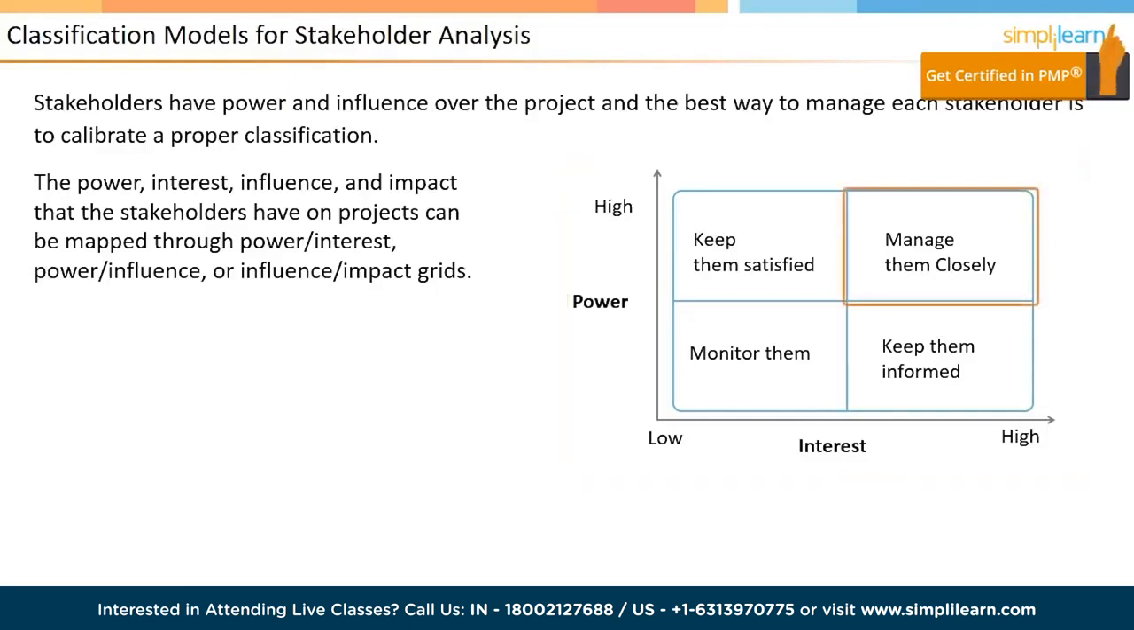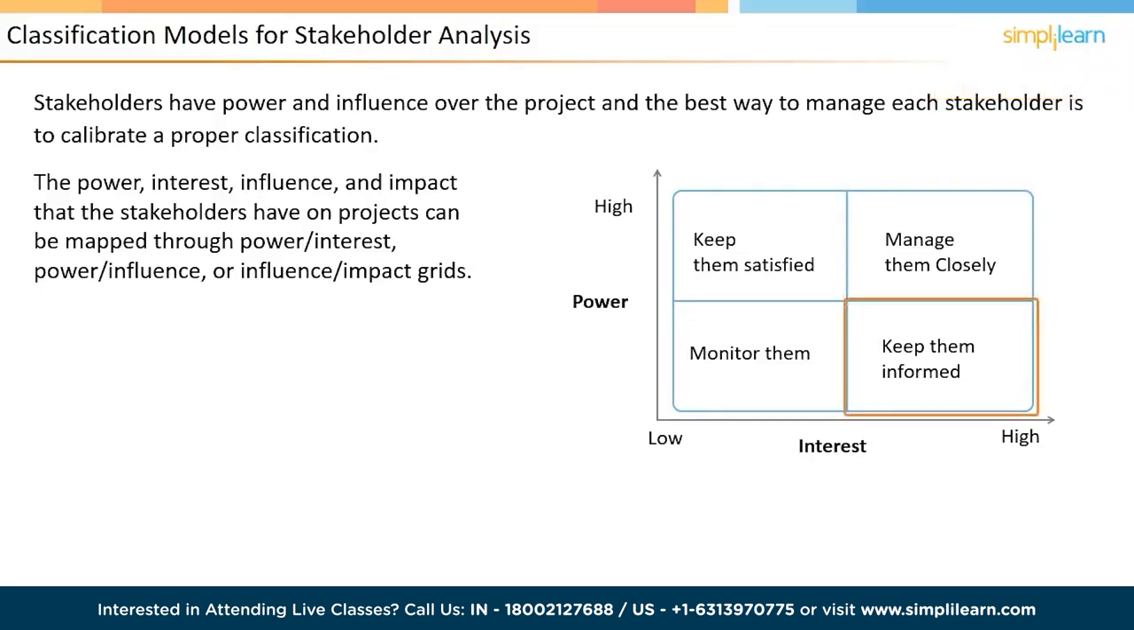The stakeholders on the top right quadrant, with high power and high interest, need to be managed closely. That is, you have to monitor their involvement and engagement very closely. The stakeholders on the bottom right quadrant, with high interest but low power, need to be kept in the loop. That is, you should share information with them and keep them regularly informed.